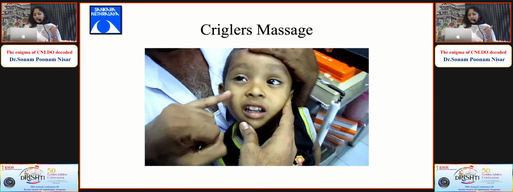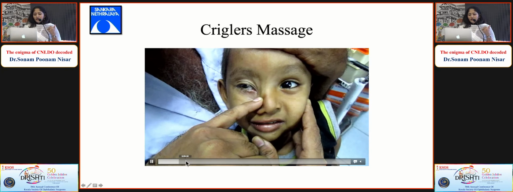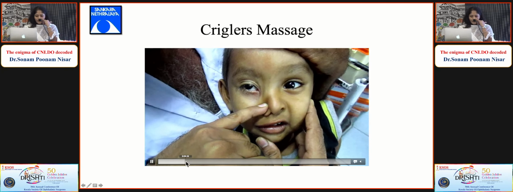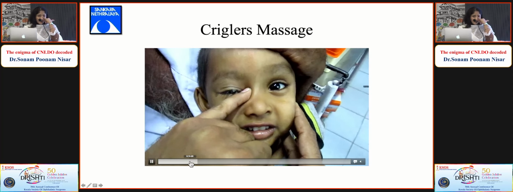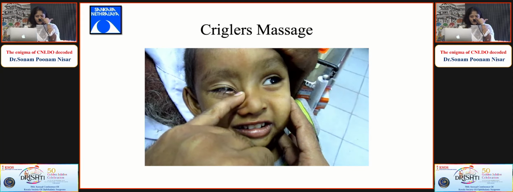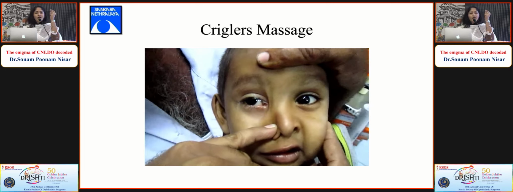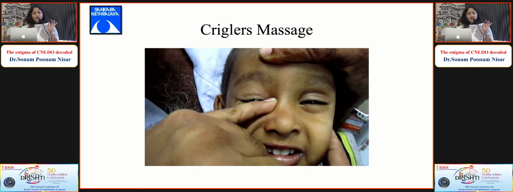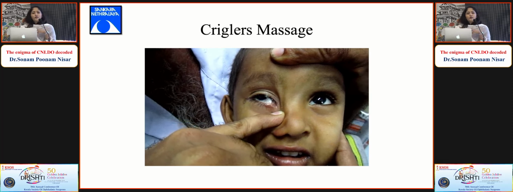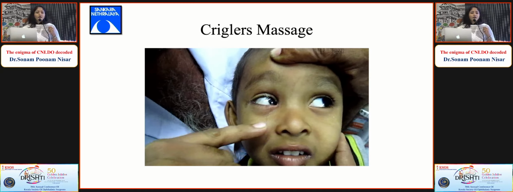So this is a simple video of how to do Crigler's massage in a child. Take your little finger, go all the way up to the lacrimal sac, drain the lacrimal sac, and then press the lacrimal sac. You'll see all the collection coming out from the puncta, and then press it all along the lateral wall of the nose, where your NLD is. It's a very basic anatomical way of doing the massage, emptying the sac, causing a positive pressure and a negative pressure, in the hope that the membranous block will get opened fast.